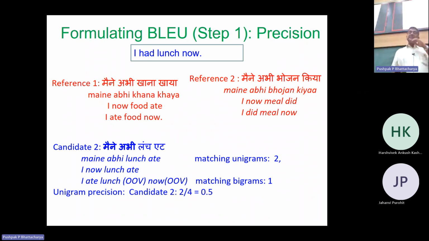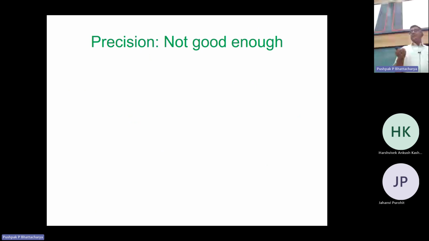So let's summarize what we did so far. We calculated unigram precision, which is the number of unigrams matched divided by the number of words in the candidate translation. And we compute unigram precision, bigram precision, then trigram, and then quadrigram. Typically, we do not go beyond 4. So unigram, bigram, trigram, and quadrigram. Now, the metric can be fooled.